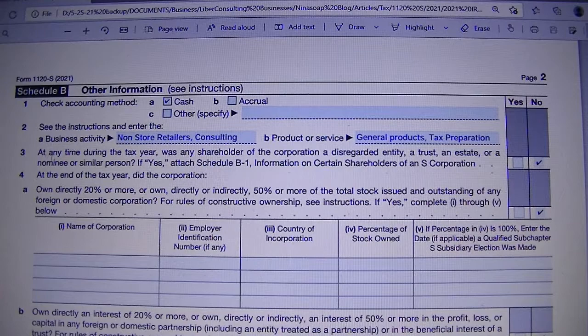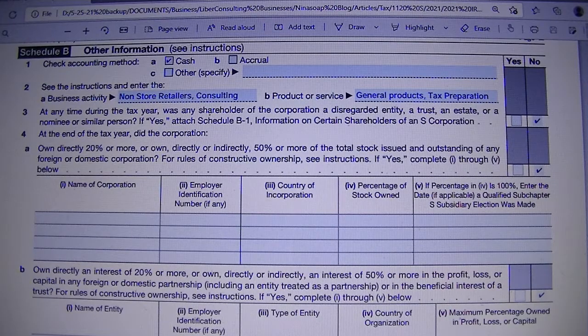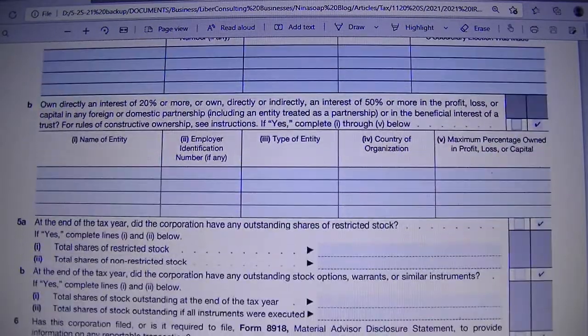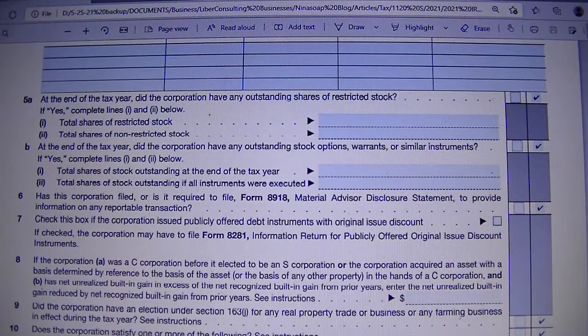Line 3, so yours will be different. So pretty much Schedule B will ask you questions. So probably most of them will be no. And if any one is yes, you might want to read well to see if that requires any additional form to complete. Then I'm not going to read every single one. So we have a lot of no.